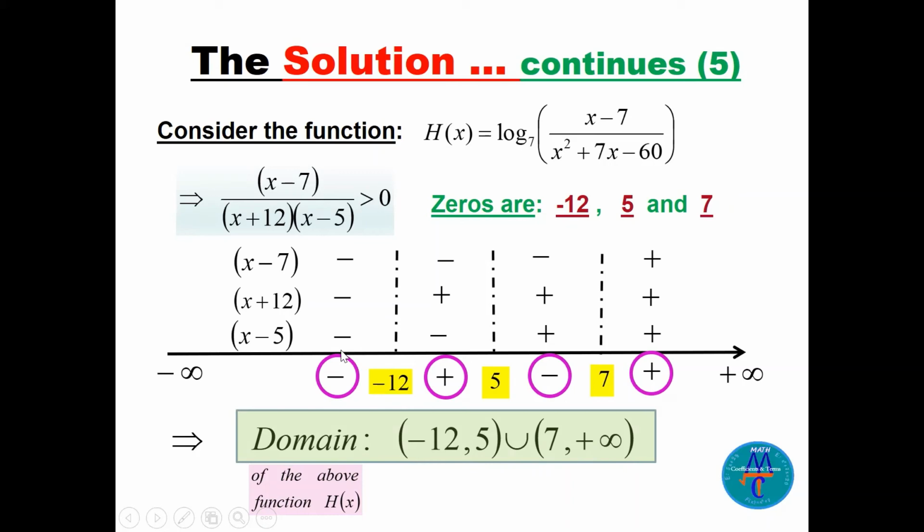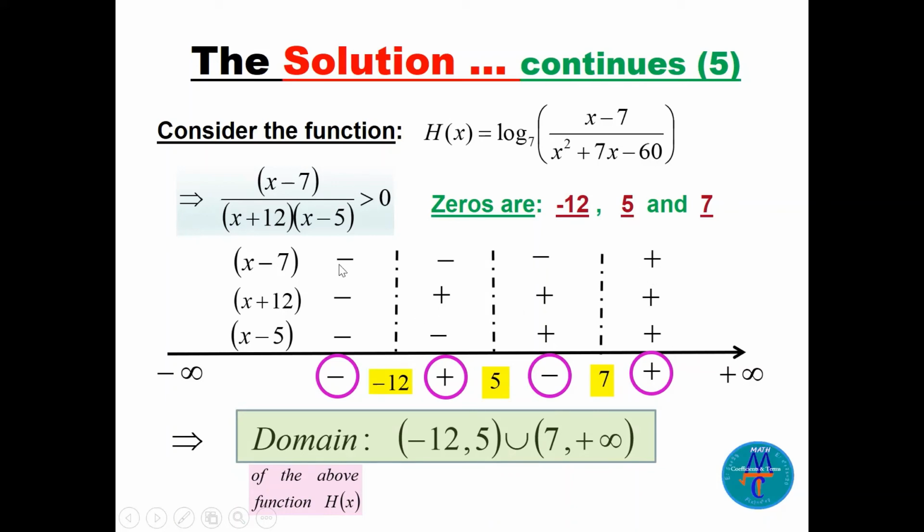See, now if I choose a number between minus infinity and minus 12, which is like minus 20, see, minus 20 minus 7 becomes minus. If I choose here 0, 0 minus 7 becomes minus. 5 to 7, I can choose 6. 6 minus 7 becomes minus. Any number greater than 7, let's say 50. 50 minus 7, that will be plus.